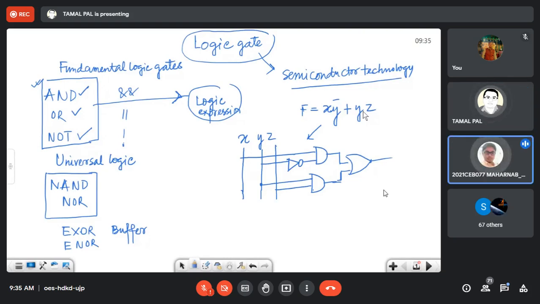Sir, I have a question. Okay, question. Sir, you told that these logic gates are made up of semiconductor technology. That means these gates are used in computer circuitry. So, sir, you showed us the big circuits with bulbs and switches. How are these big circuits implemented in our computer circuitry?